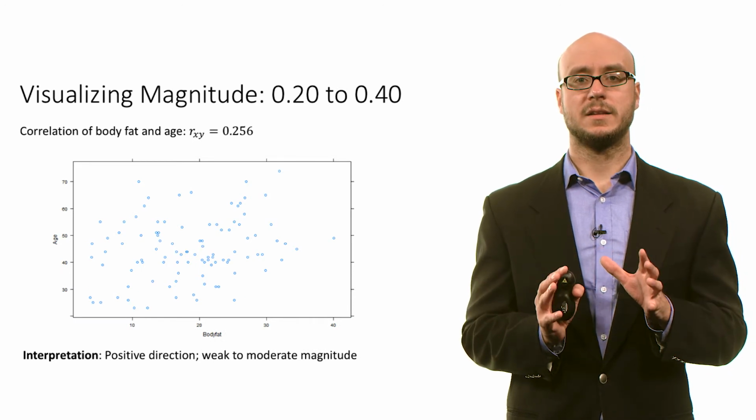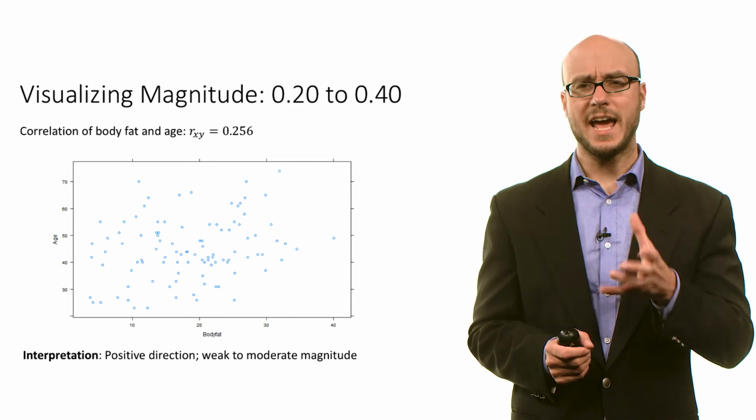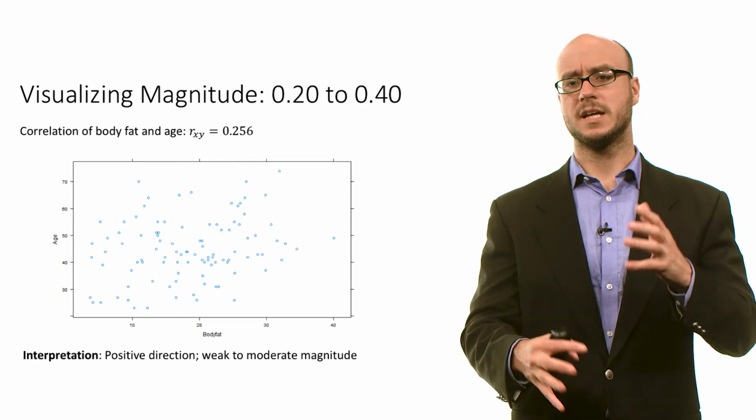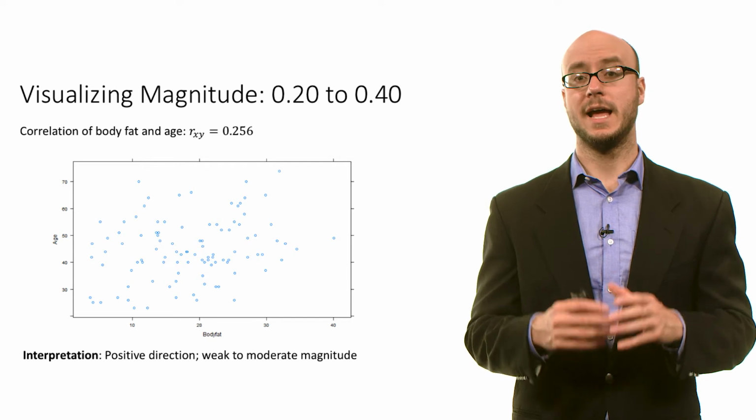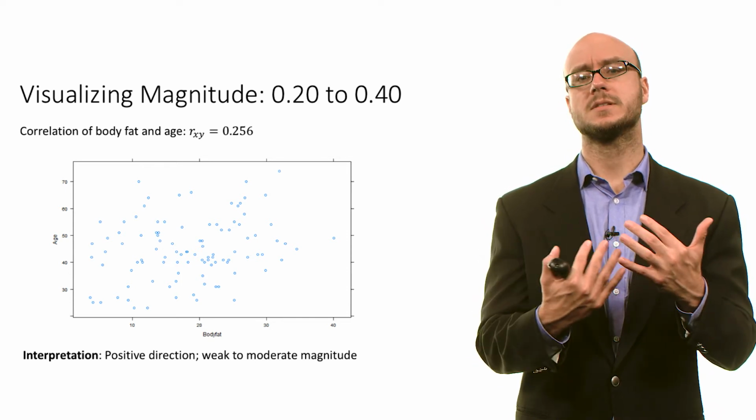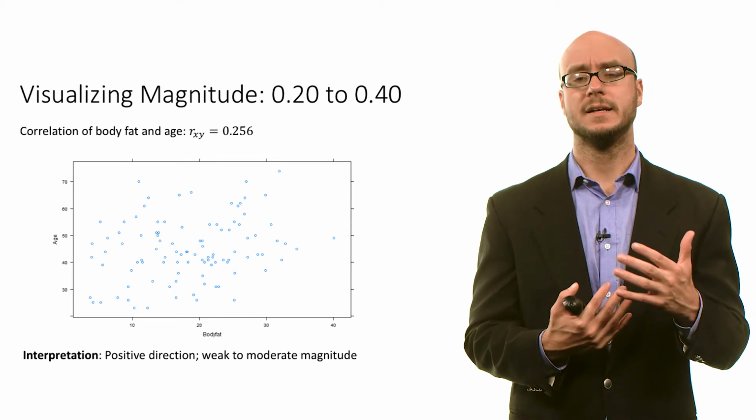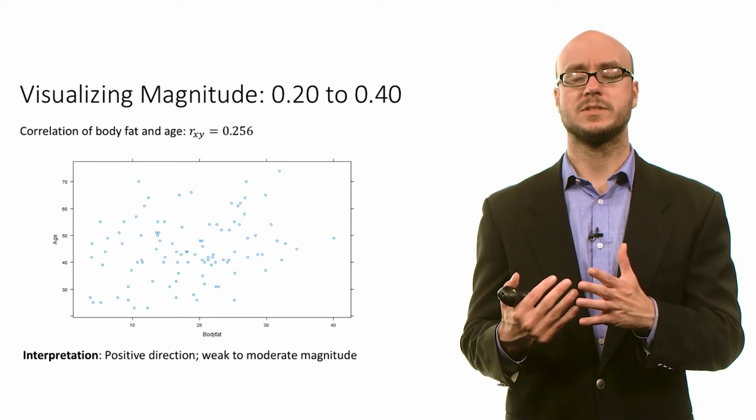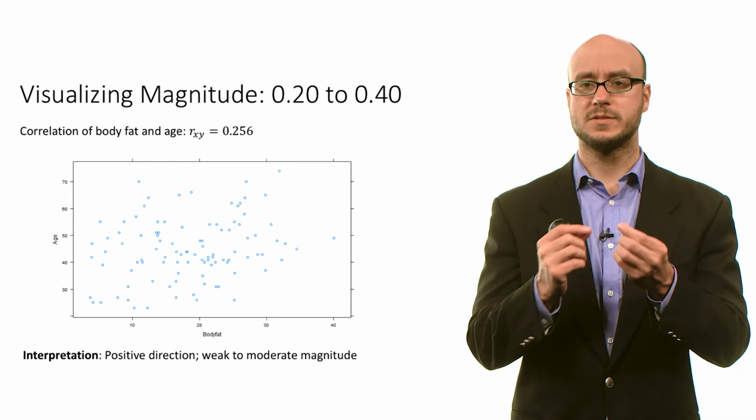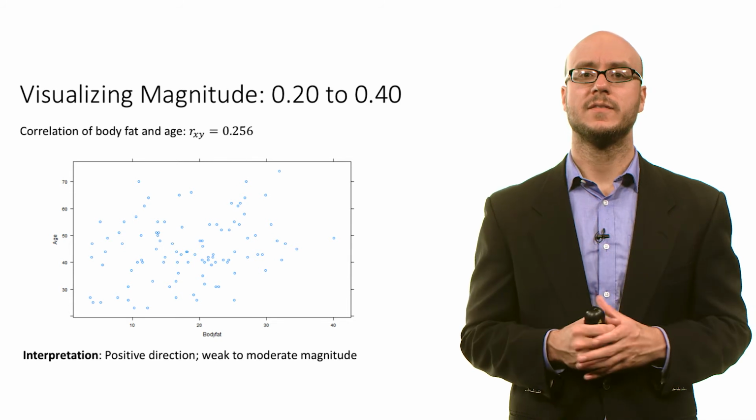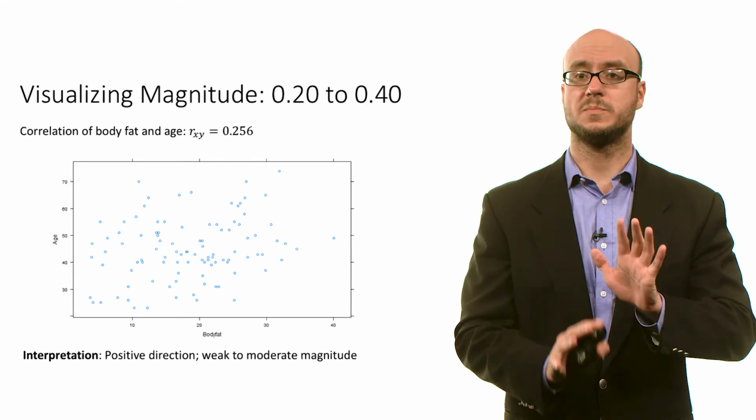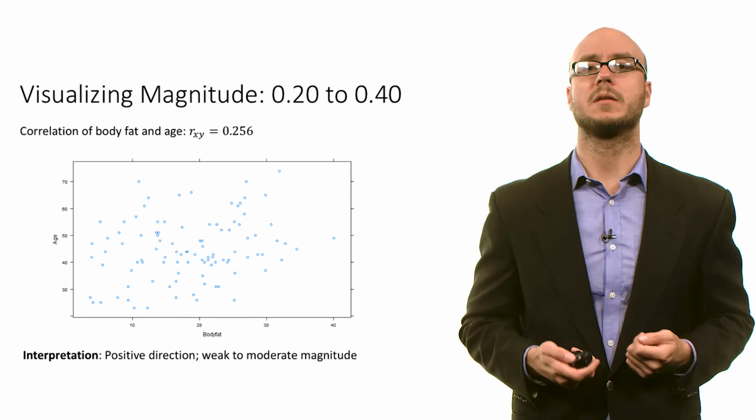If we calculate the correlation between body fat percentage and age, we get a value of 0.256. So using our guidelines, that's a weak to moderate magnitude, and it's a positive direction. You can see in the scatter plot, there's some vague semblance. You can see some pattern in the data that as body fat percentage increases, there tends to be a slight increase in age. So they do move together in a very slight, weak way. But the point is, there's some correspondence between the correlation coefficient and the scatter plot.